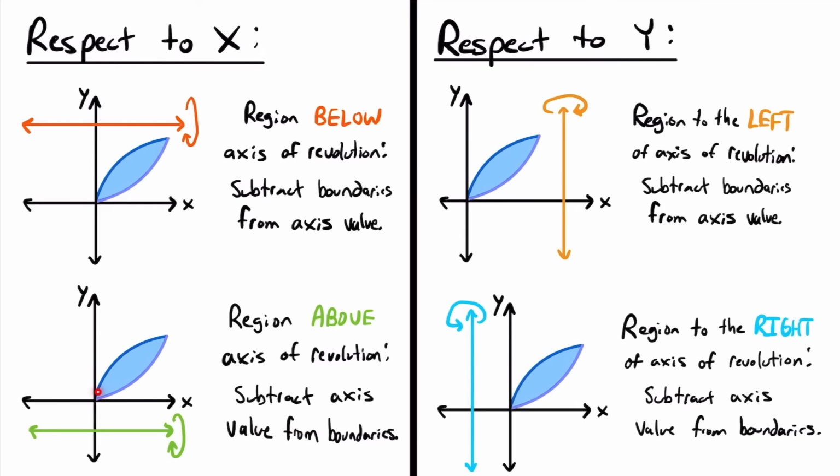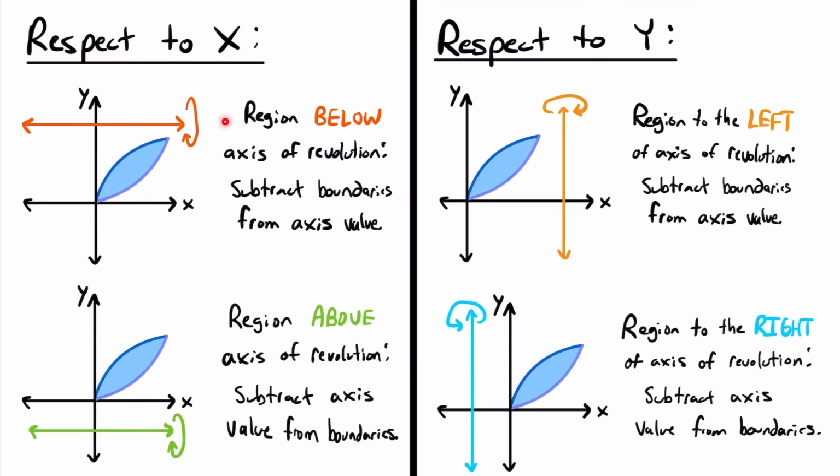All right, but if the region is above the axis of revolution, right, if we are revolving around this line right here and the region is above it, then when we adjust our outer and inner radius, we need to subtract the axis value from the boundaries. And so what that means is that if this line right here was y equals -1, we would subtract -1 from the functions that make up the boundaries of our region, whichever one happened to be the outer and inner radius.